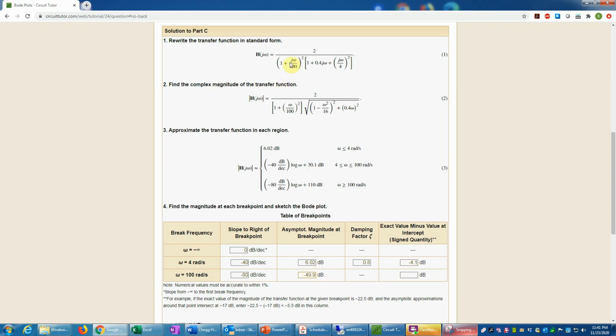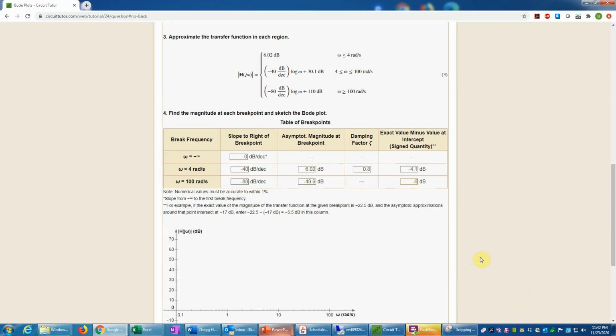And now at 100 I have a double pole, and so the exact value minus the value at the intercept for a double pole, for a single pole it would be negative 3 dBs, but for a double pole it's going to be negative 6. Now once again you could evaluate exactly here at omega equal to 100 and you get a little bit more accurate value than this, but this is going to be good enough. This does not have to actually be accurate to 1%. This 1% applies to these other entries. So I'm just going to put in a negative 6, and that should be plenty accurate for that.